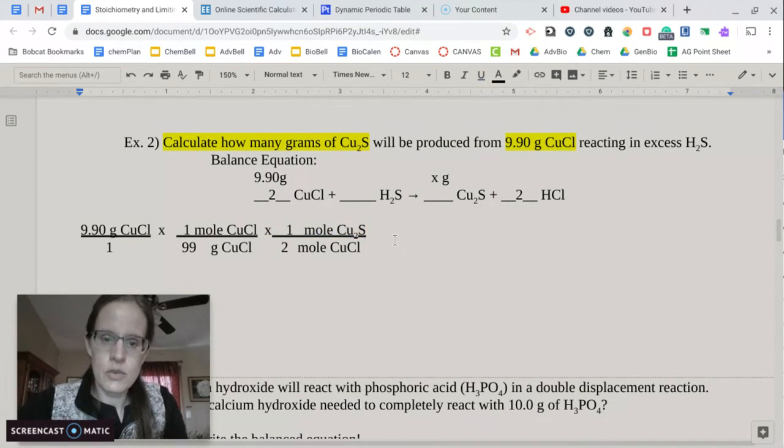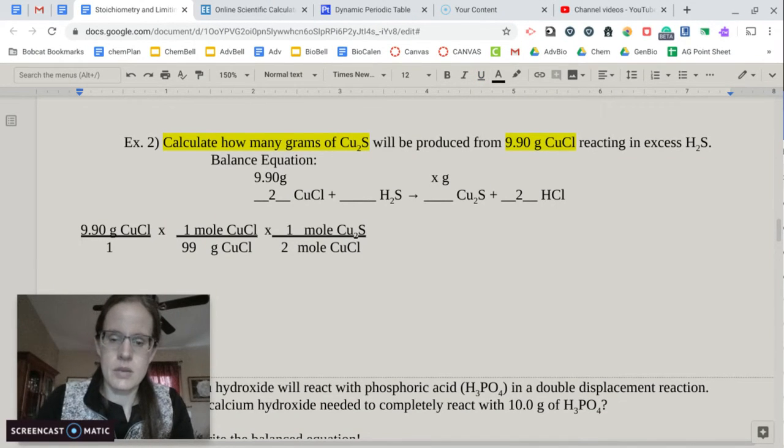If they were asking for moles, I would be done, but they're not. They want grams, so I've got to keep going. But now I'm in the unit that they're asking for, so I'm going to copy that and put that down here so it cancels. So I need to do my molar mass step. And now I have to calculate how many grams that is.